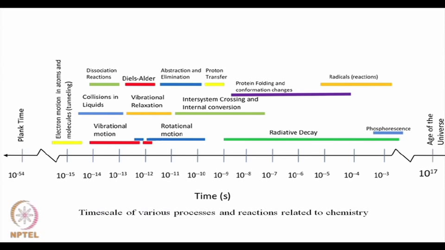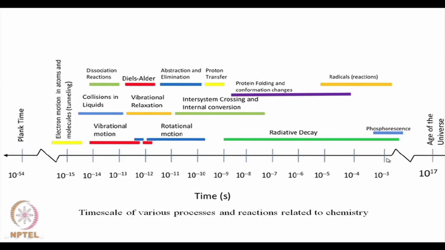So, let us look at the time scale of various processes and reactions related to chemistry. You see, it starts from 10 to the power minus 54, that is the Planck time, to 10 to the power 17, that is the age of the universe. In between, it starts from 10 to the power minus 15, minus 14, 13, 12, 11, and up to 10 to the power minus 3, or maybe even longer, that is second, 10 to the power 0.